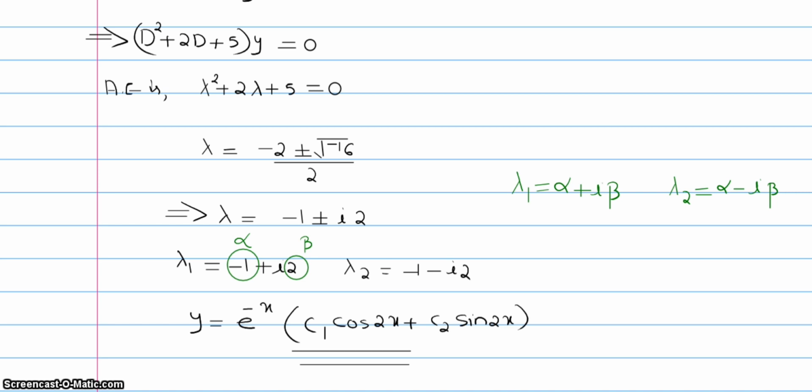So the general solution is e raised to alpha x into (c1 cos beta x plus c2 sin beta x). So just replace the values of alpha and beta here. We will get it as e raised to minus x into (c1 cos 2x plus c2 sin 2x). This is the general solution for the given differential equation.